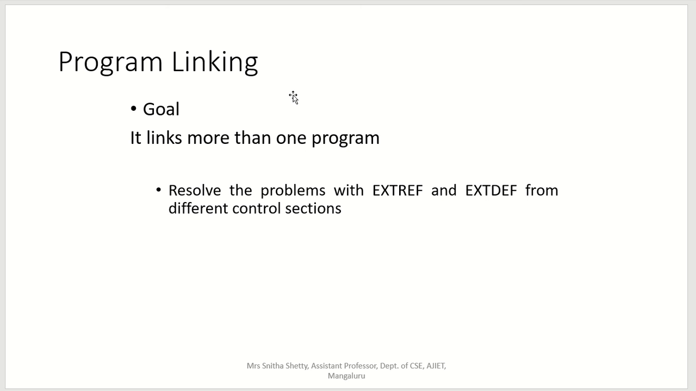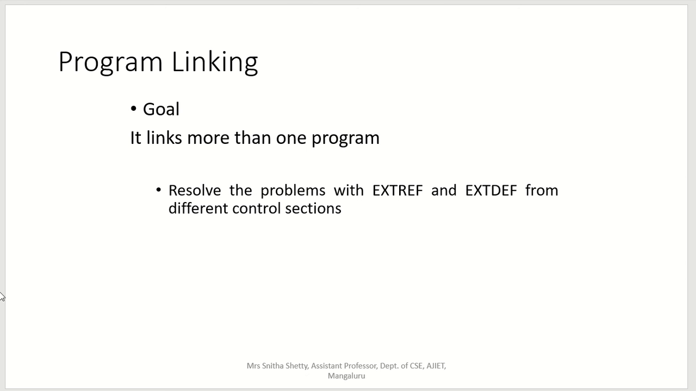Program A, program B, program C. Program B might be dependent upon the data of program A, or program A might be dependent on program C. So in order to execute the program, you need to combine all 3. Then only you will get the output. How is this achieved? By program linking. It resolves the problem of external reference and external definition from different control sections.